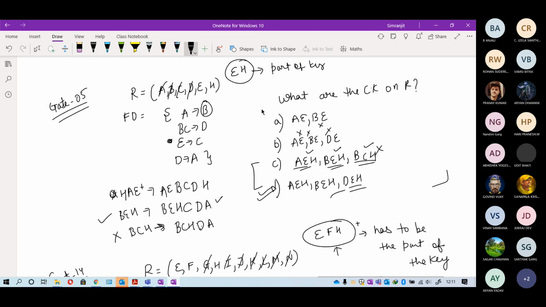So if you're seeing here this GATE question that is asked for 5 marks, you can answer this question in 2 seconds. Okay, so check. Is EH a part of the key in A? No, cancel it. Is EH a part of the key in B? No, cancel it. Is EH a part of the key? Yes, yes, but here EH is not a part of the key, you delete it. The remaining answer is D.